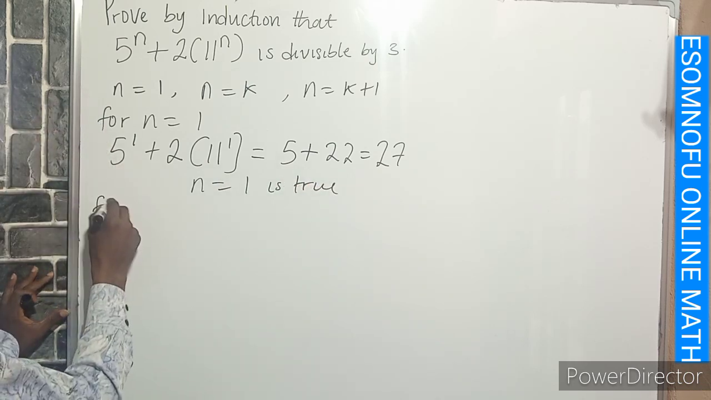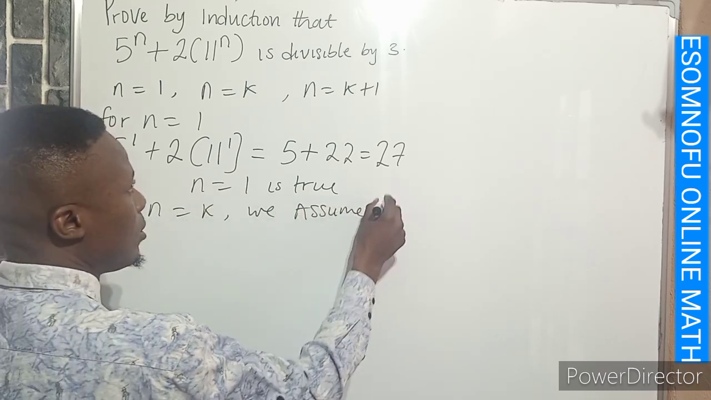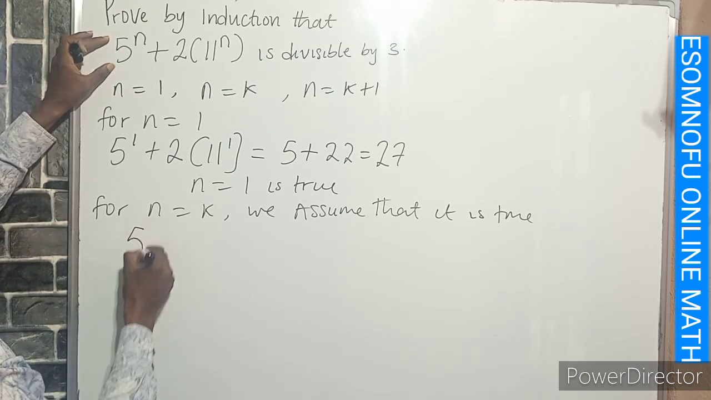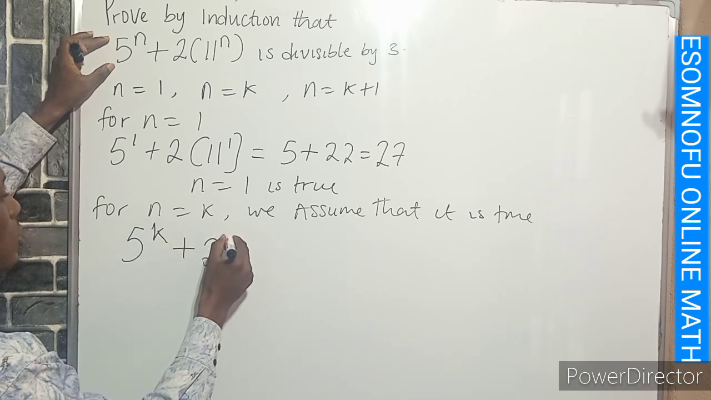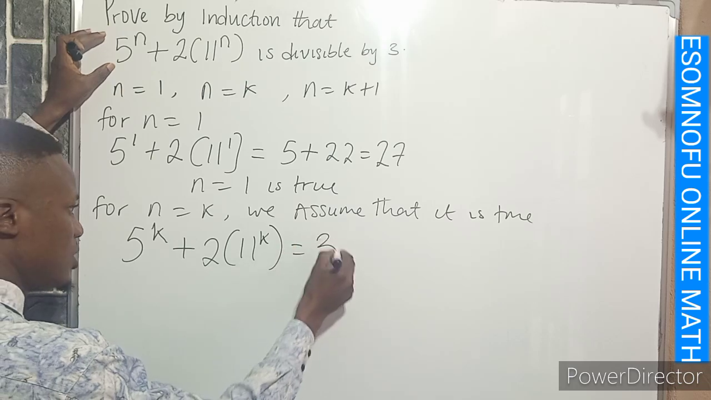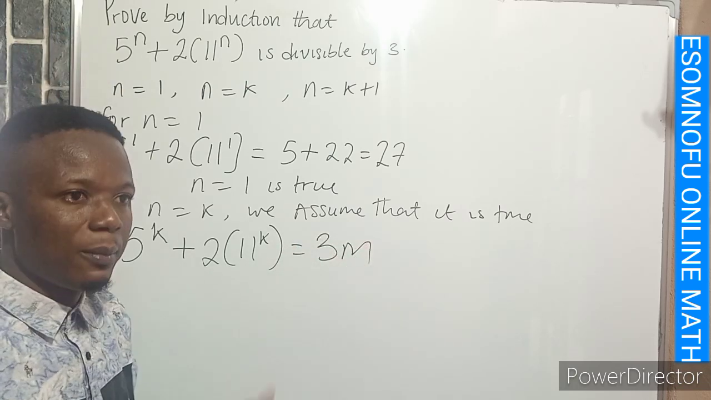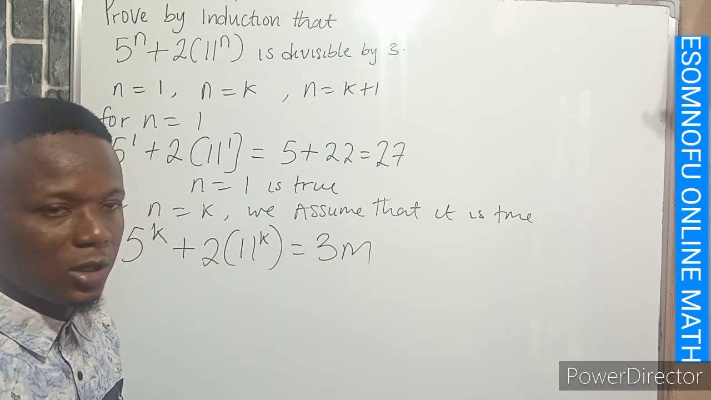Then for n equal to k, we assume that n equal to k is also true. For it to be true, you have that 5 to the power of k plus 2 into 11 to the power of k, we assume that it is equal to 3m, or 3 whatever. So this 3m implies that this is giving us something which 3 can divide also.